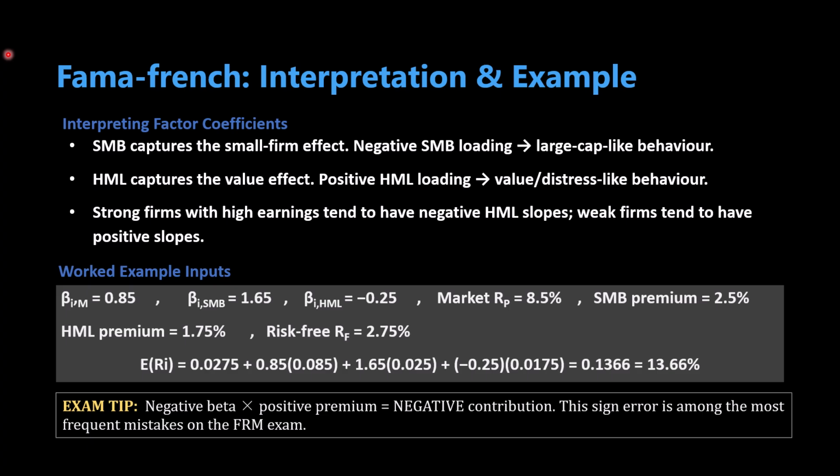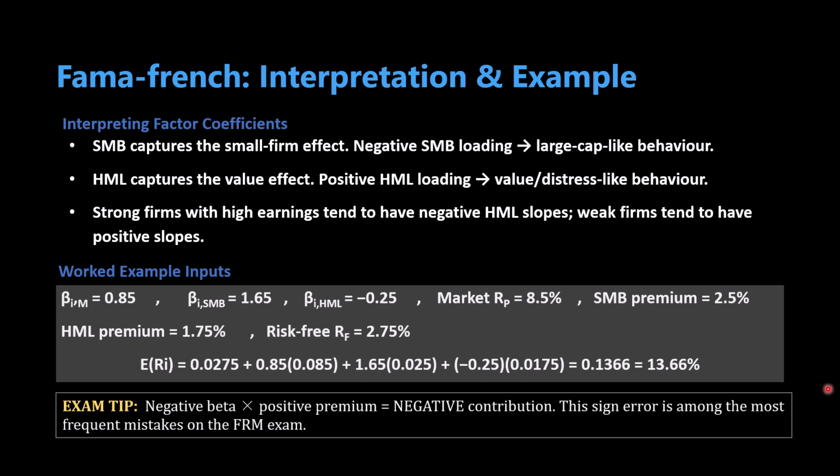Now, use the given data. Market beta is 0.85, SMB beta is 1.65, HML beta is negative 0.25, market risk premium is 8.5%, SMB premium is 2.5%, HML premium is 1.75%, risk-free rate is 2.75%, and substituting these values into the model, we get 13.66%.